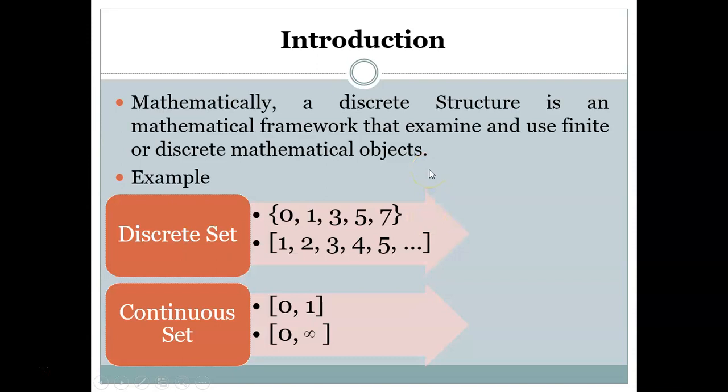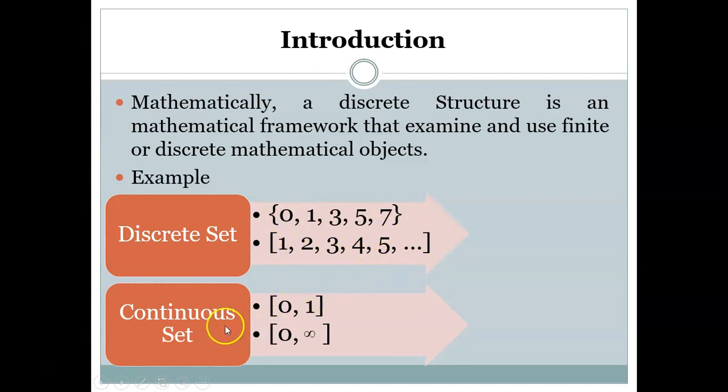So the fundamental building block for study of mathematics is the set, and a set can be discrete or continuous. The discrete set is of the form, for example, this one set 0, 1, 3, 5, 7. So this is a discrete set. Again, this is also a discrete set, 1, 2, 3, 4, 5 and so on. This is basically a finite discrete set, and this is an infinite discrete set.